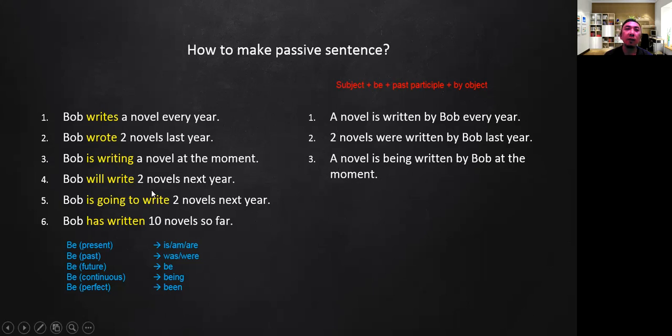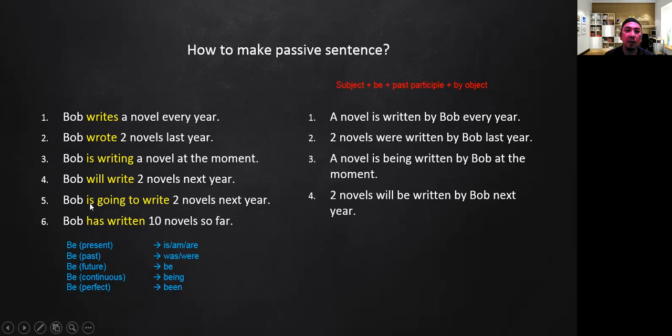Okay, the next one. This one is future, will. Once again, the object becomes subject, 2 novels, and then we use will to show that this is future. And then we use the to be for future, be, will be. And then past participle, written, and then object. Next, this one is future be going to. This one is future be going to, not present continuous.